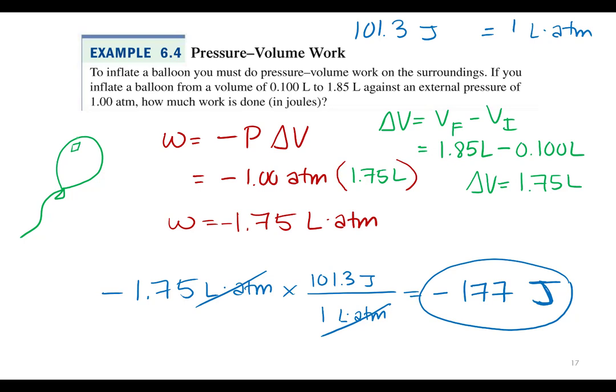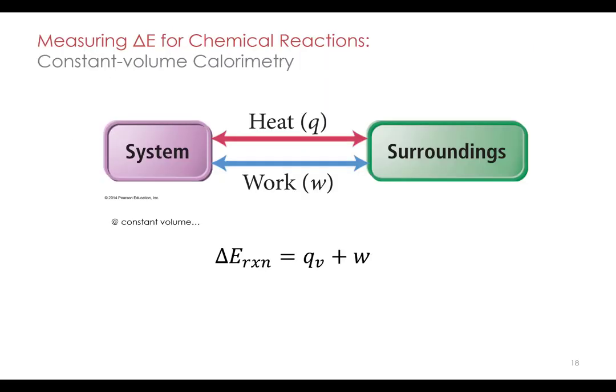Q plus W equals? Delta E, change in internal energy. Those are both ways you can transfer energy. So if you measure delta T, calculate Q, measure delta V, calculate work, and add them up, you know how much the change in energy for the whole system was, the sum of both the Q and W.